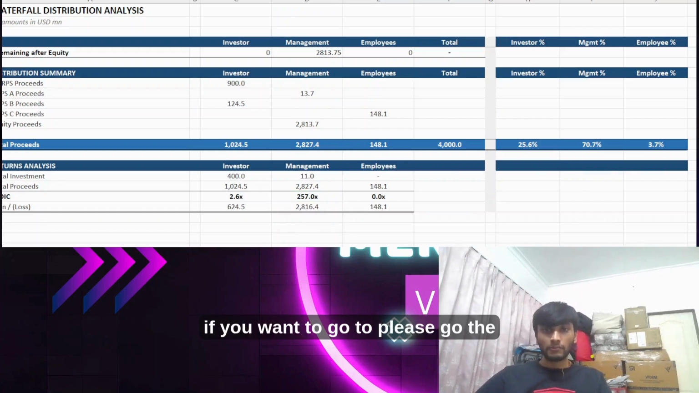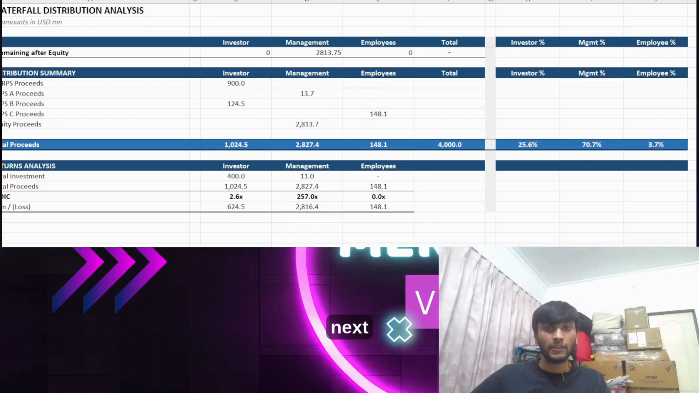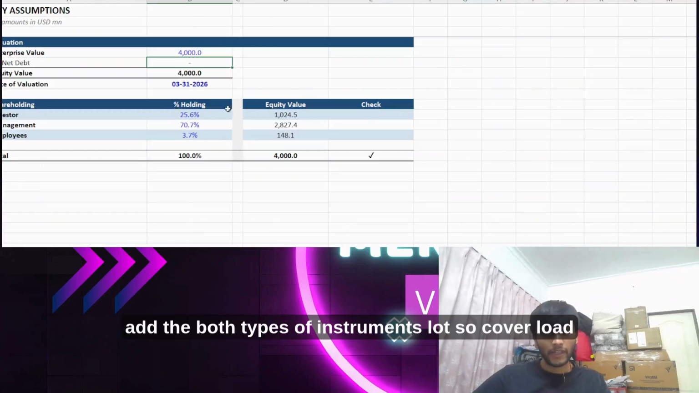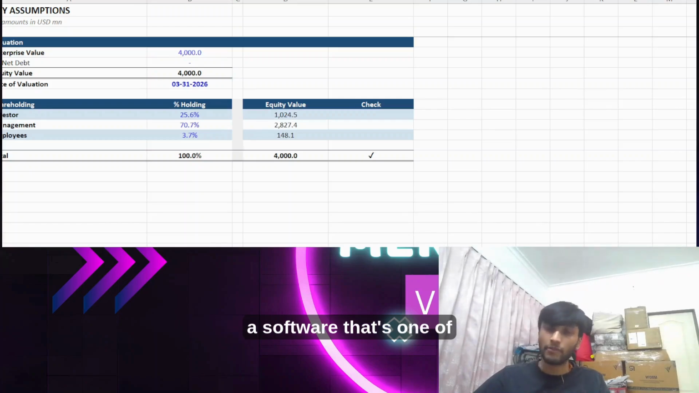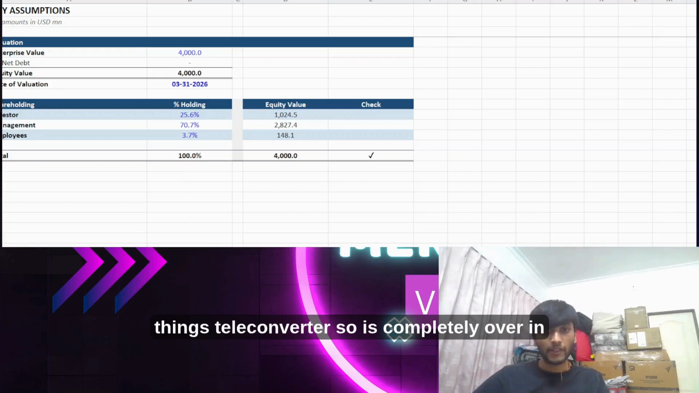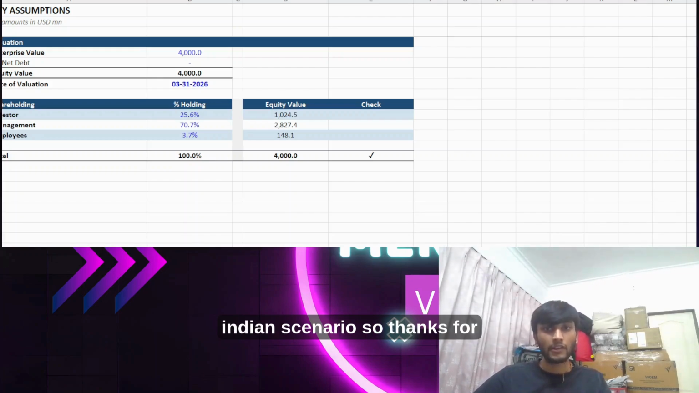And if you want to get more into the waterfall, you can also watch the convertible instruments video which I made prior to this, and you will be able to understand how different kinds of instruments such as OCRPS, CCPS, and other convertible debt instruments work in the Indian scenario.